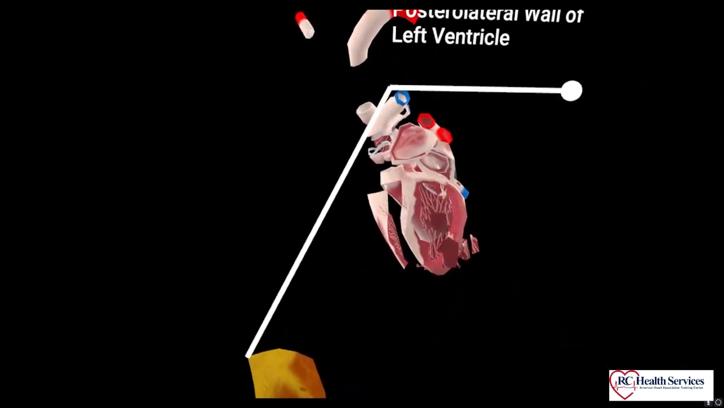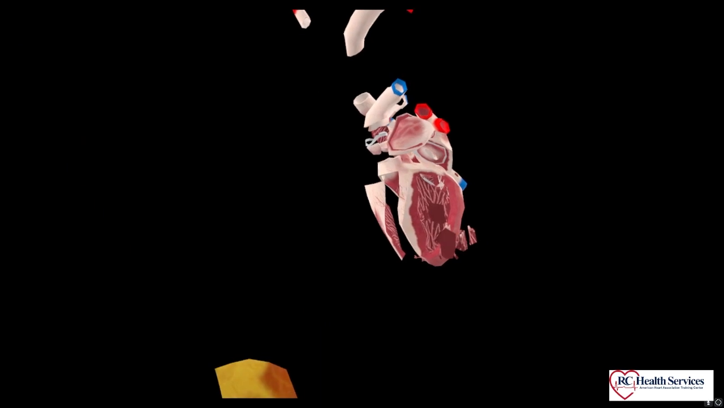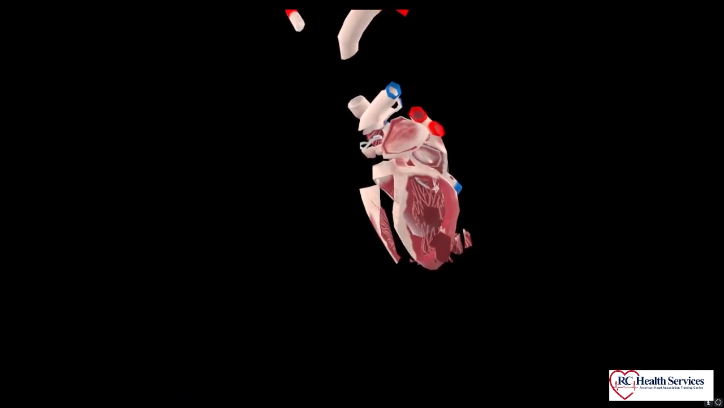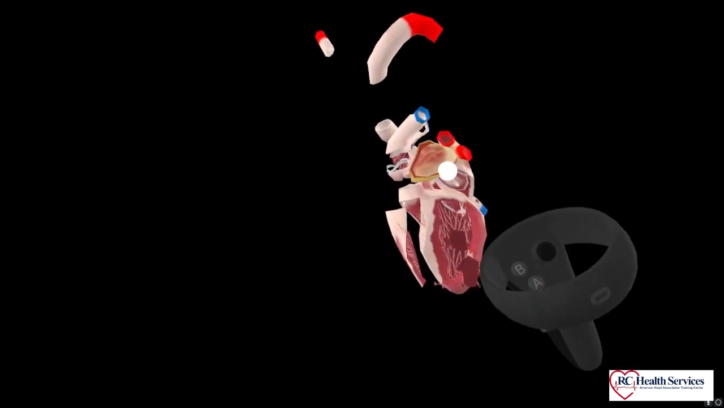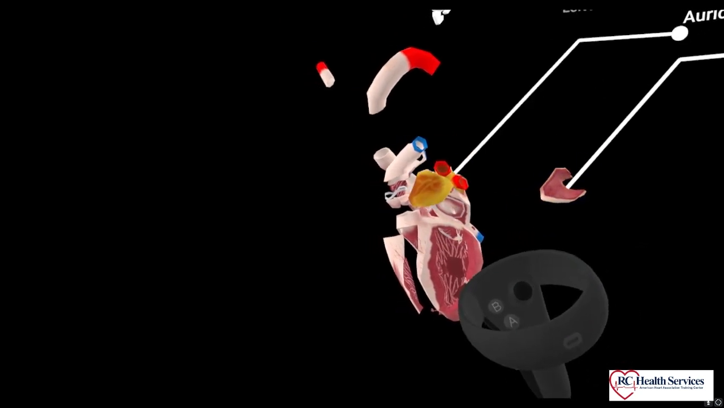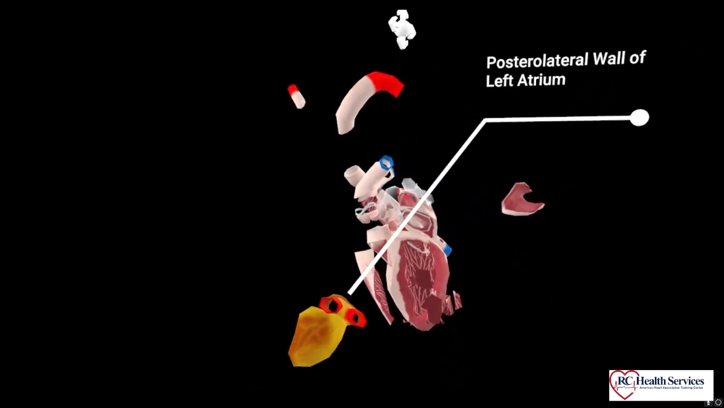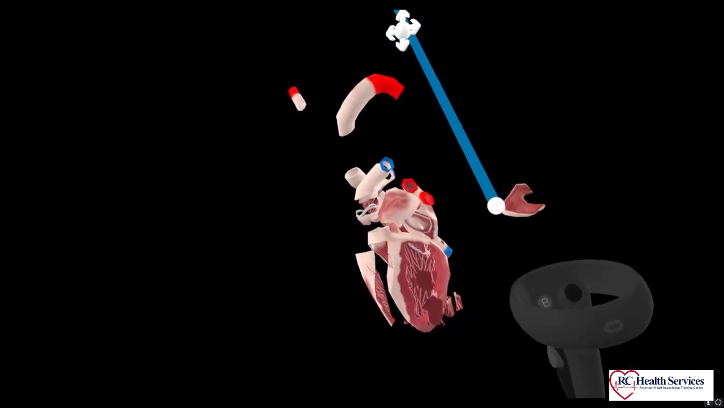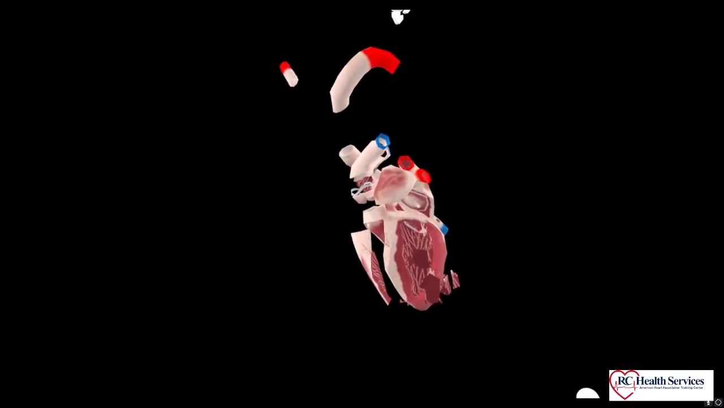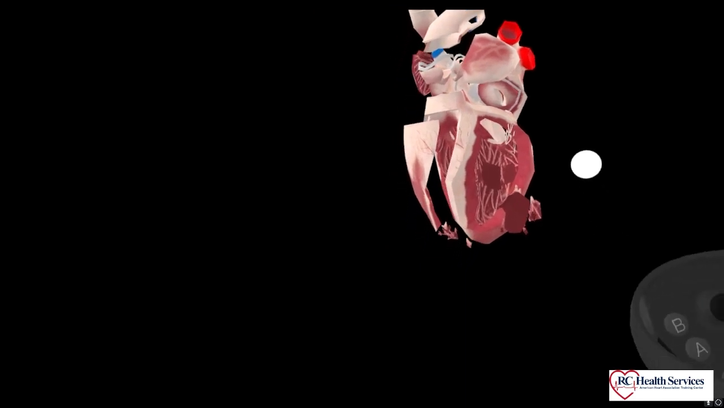Within the heart again has 4 chambers. So the upper chambers are going to be the atria, and kind of the junction point between the atria and the ventricles are going to be the valves.